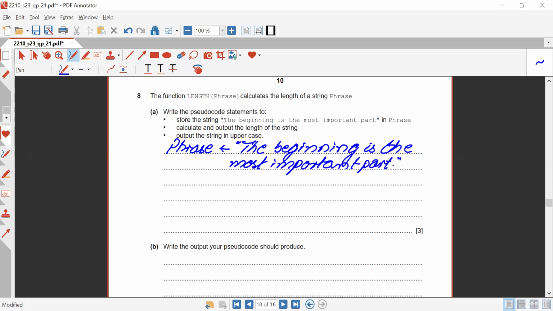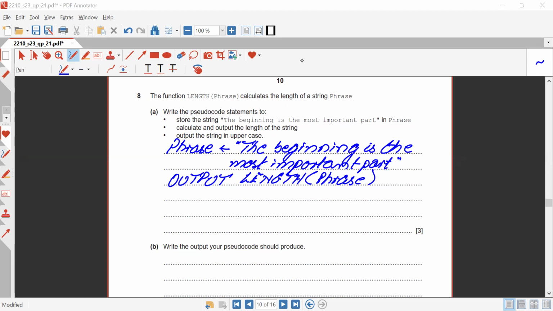Now they are saying calculate and output the length of the string. So we can directly write it down: output length phrase, because it will actually take the number of the characters in the phrase and give you the value of it, whatever the value is, 3, 4, 10. No, you do not need to declare, because they are actually asking you to do it directly. It's for the 3 marks. They are not asking for the complete pseudocode over here.